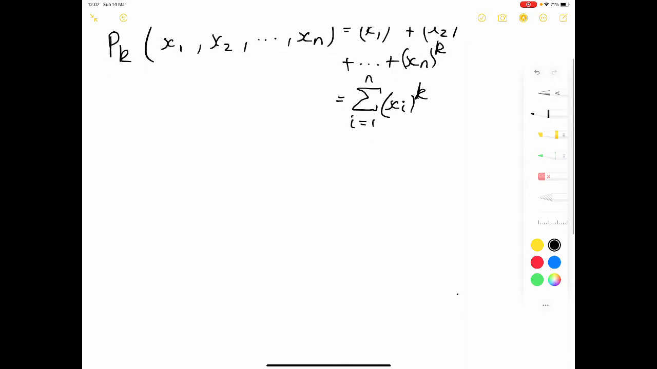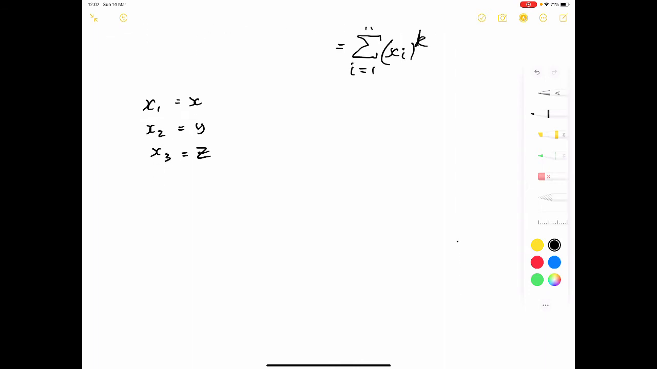So let's say we had terms x, y, and z, so x1 equals x, x2 equals y, x3 equals z, and we were looking at pk of x1, x2, and x3, we would have x to the k plus y to the k plus z to the k. And that would be our power sum.